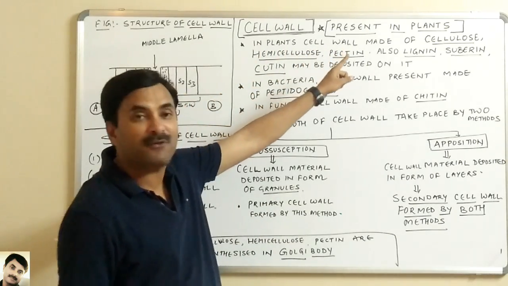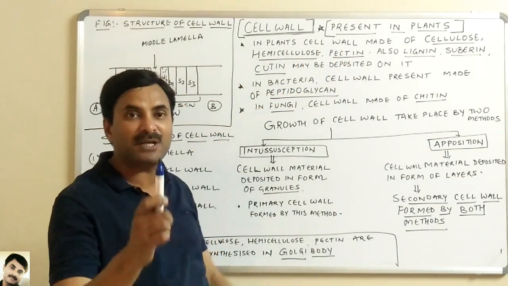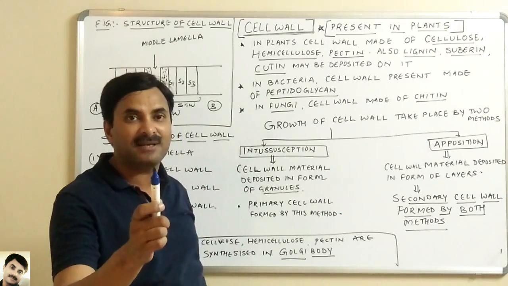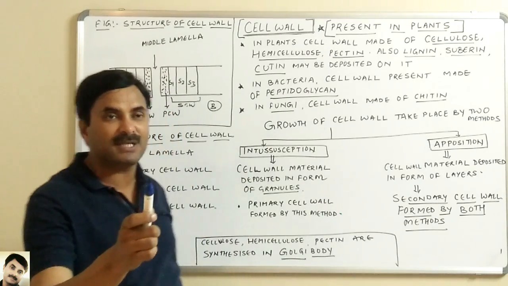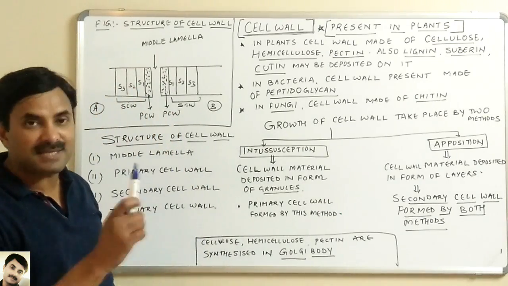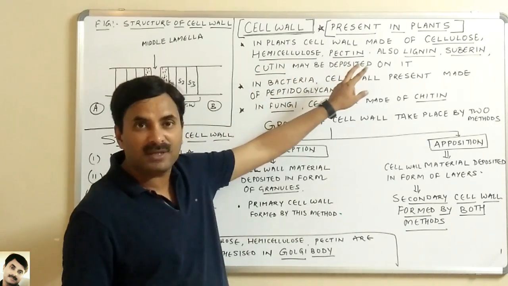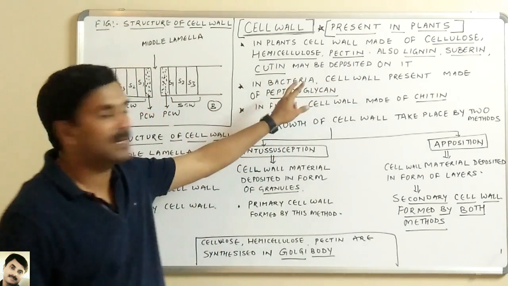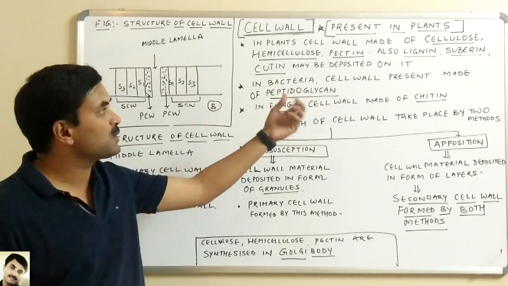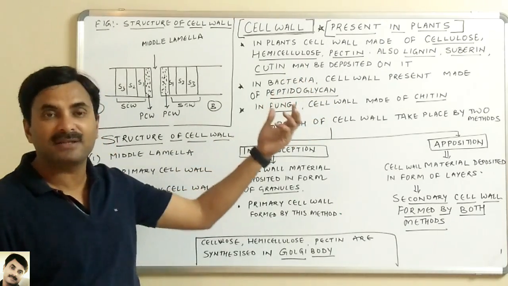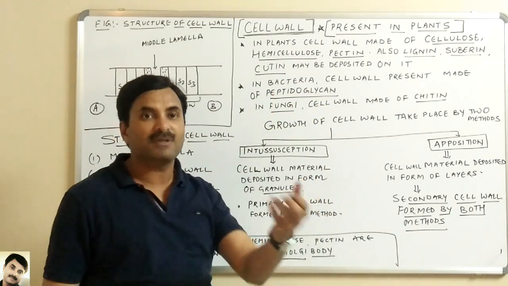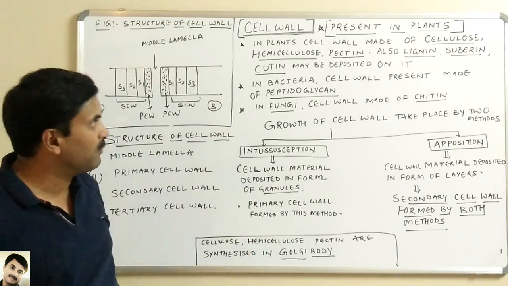The cell wall is the feature of the plant cell. This is the main differentiating feature between the plant cell and the animal cell: in the plant cell, the cell wall is present, while in the animal cell, the cell wall is absent. In plants, the cell wall is made up of cellulose, hemicellulose and pectin, and there are also a few substances like lignin, suberin and cutin, which are deposited on the cell wall.